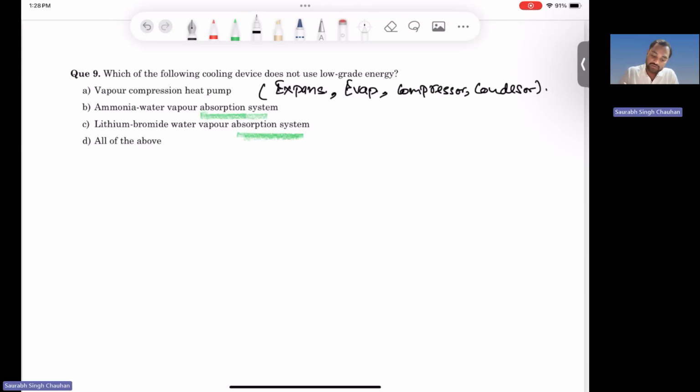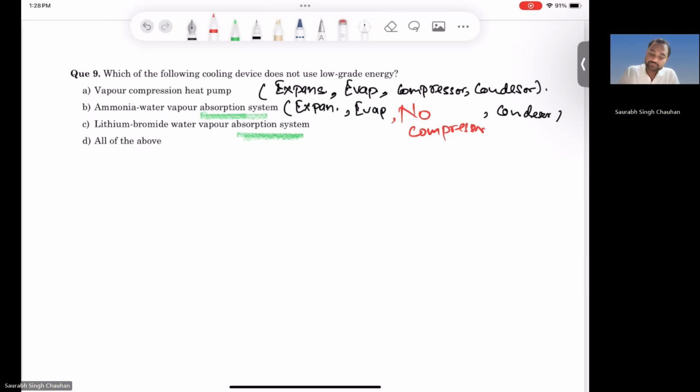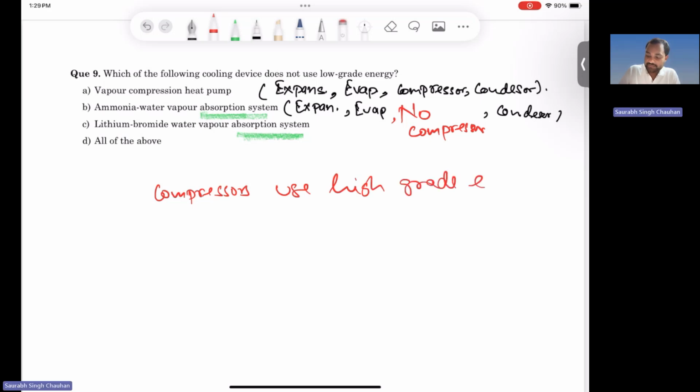Okay, and these are two absorption systems. Absorption systems also have the same components, except the compressor. So in absorption systems there is no compressor. And compressors use high grade energy.